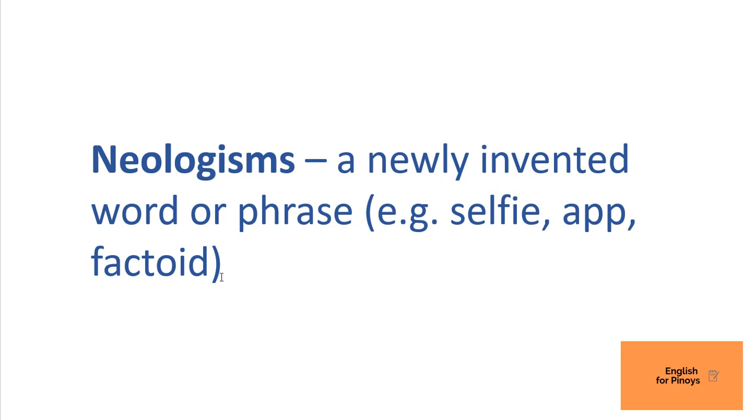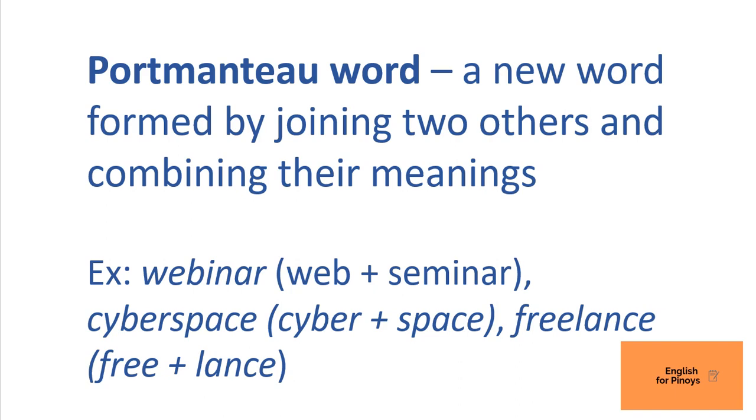You also have a neologism like factoid. Okay, so that's a neologism. A neologism can also be what we call a portmanteau word. A portmanteau word is a new word formed by joining two others and combining their meanings. For example, webinar. Some of you who work online are probably familiar with the term. Webinar is simply a combination of the World Wide Web and seminar. And we have words like cyberspace, which is cyber plus space, and freelance, free plus lance. These are people who work at home or on a contractual basis online, meaning they're not employed officially by any company, but they work part-time for different companies.